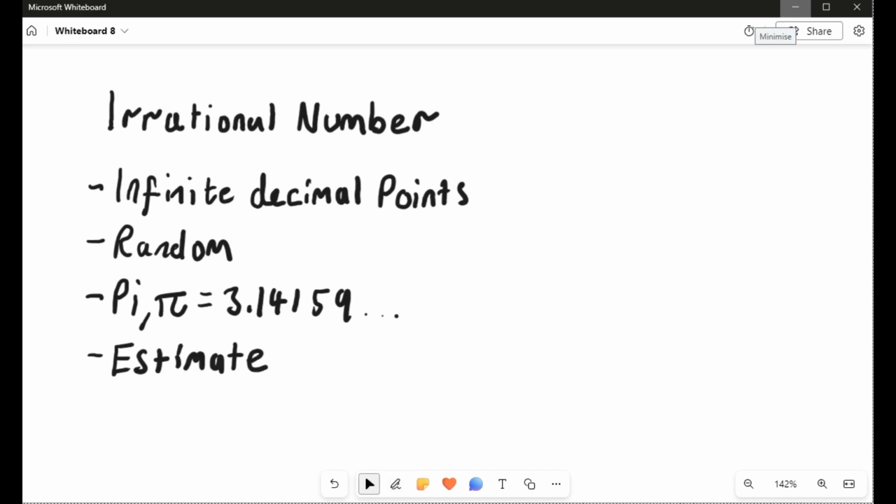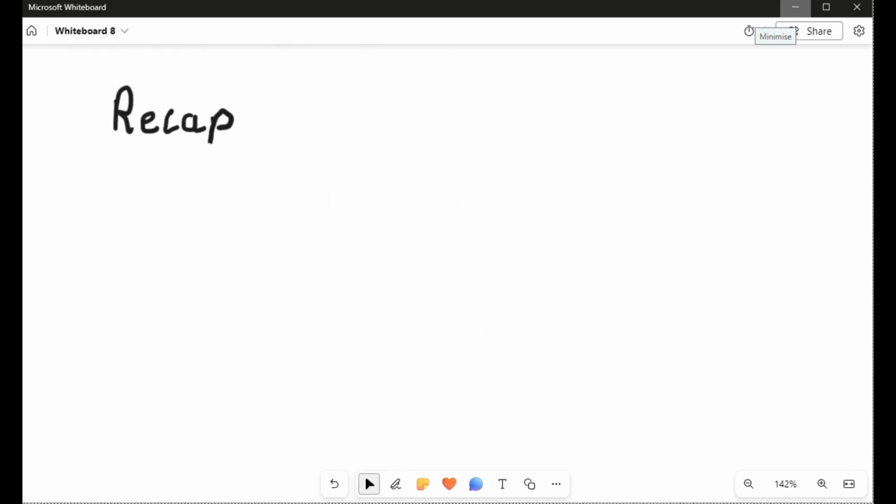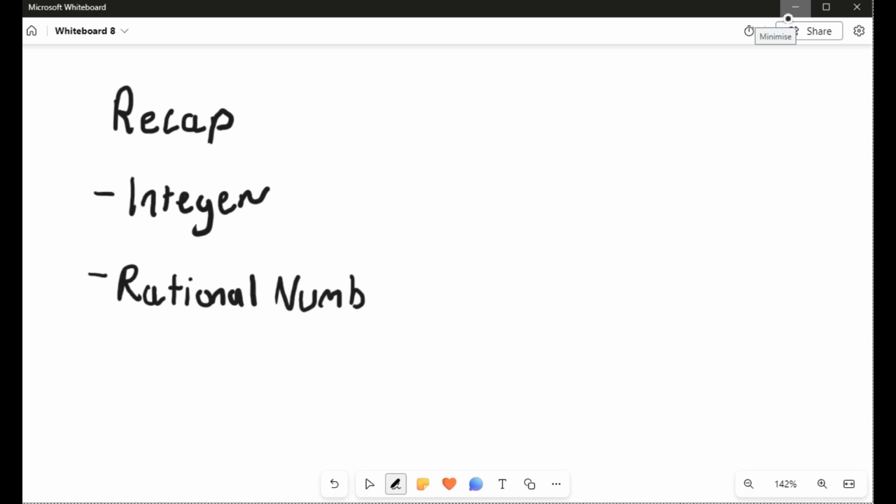So let's recap our three types of number. Our first type of number is the integer. Integers are whole numbers that are either positive, negative, or equal to 0. Our second type of number is the rational number. Rational numbers can either be represented as fractions, finite decimals, or recurring decimals.